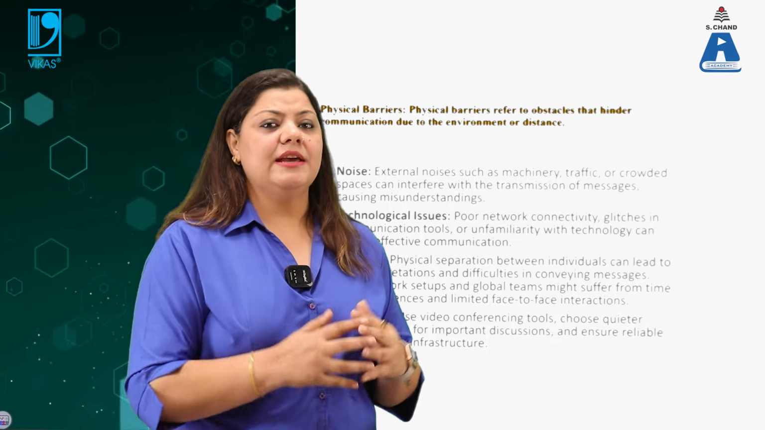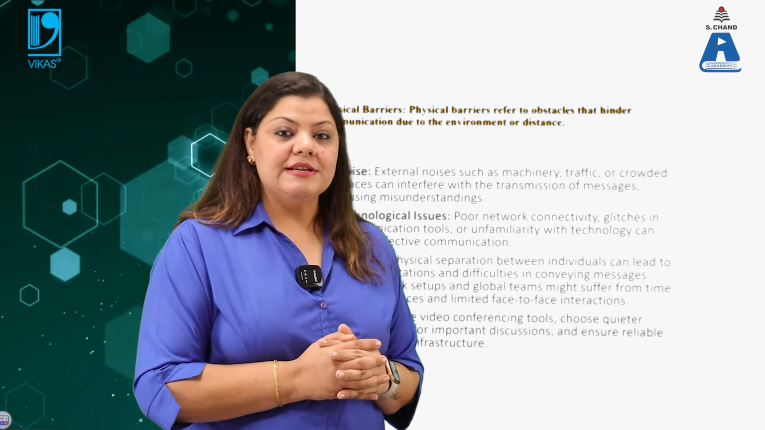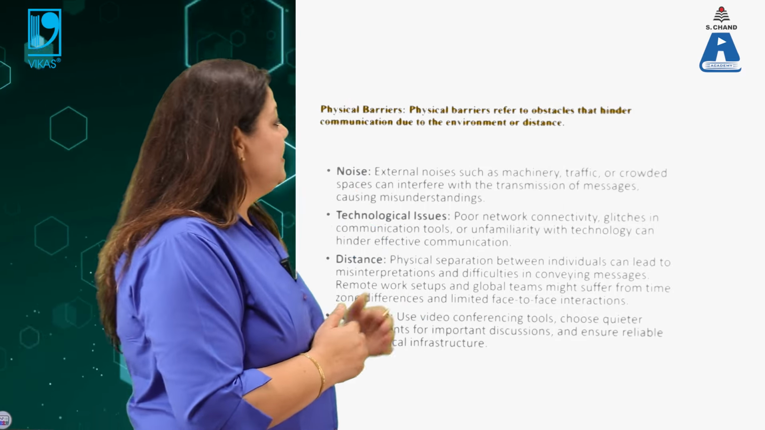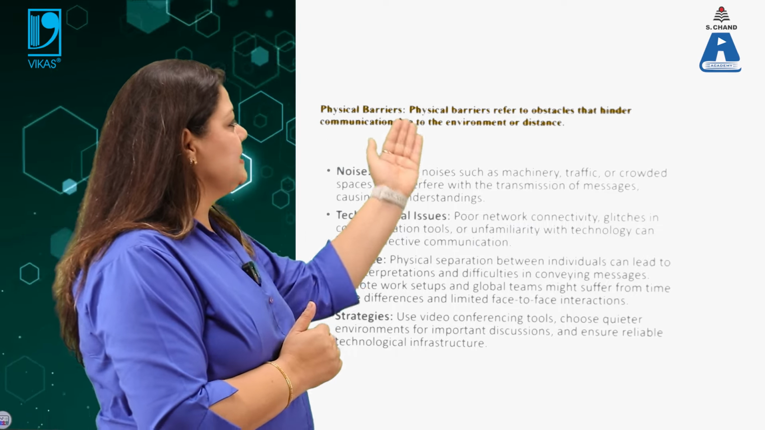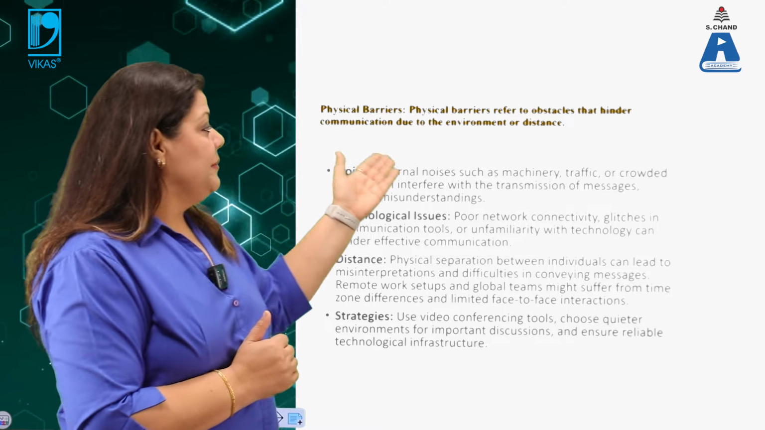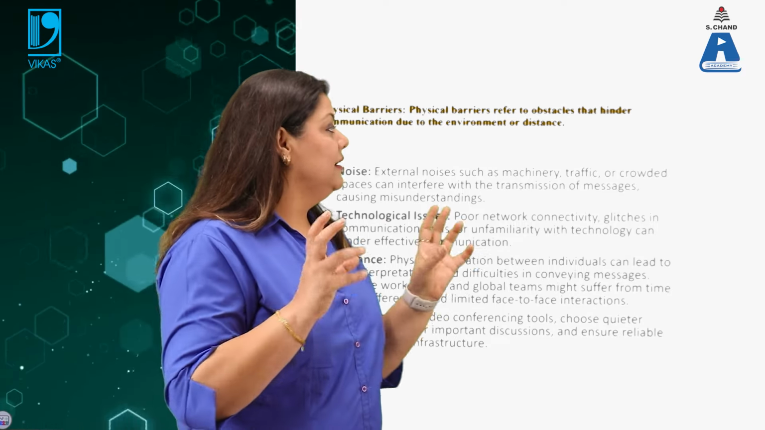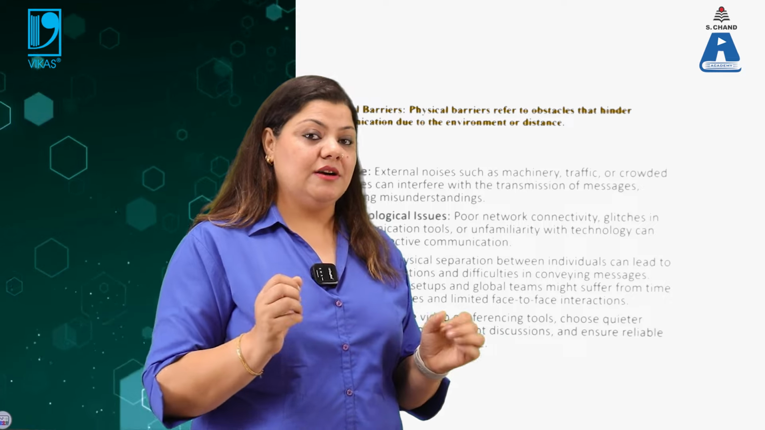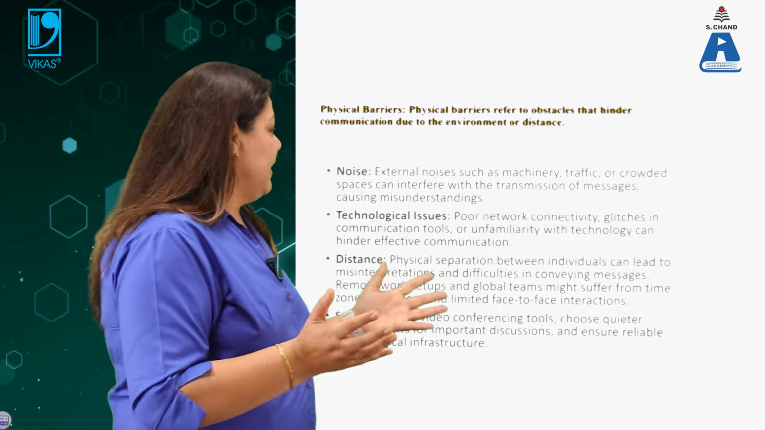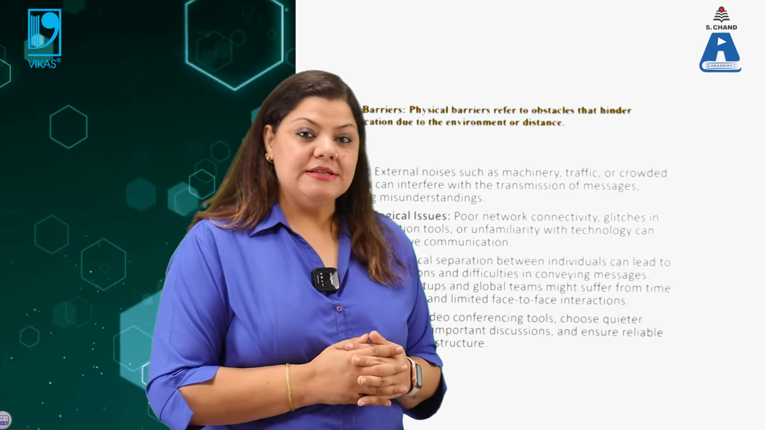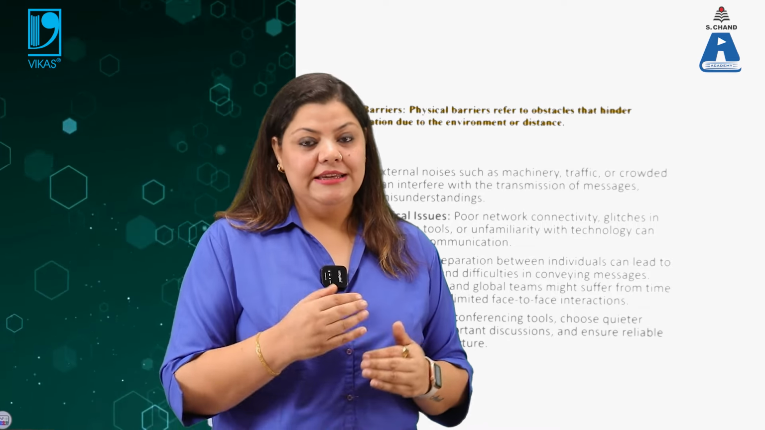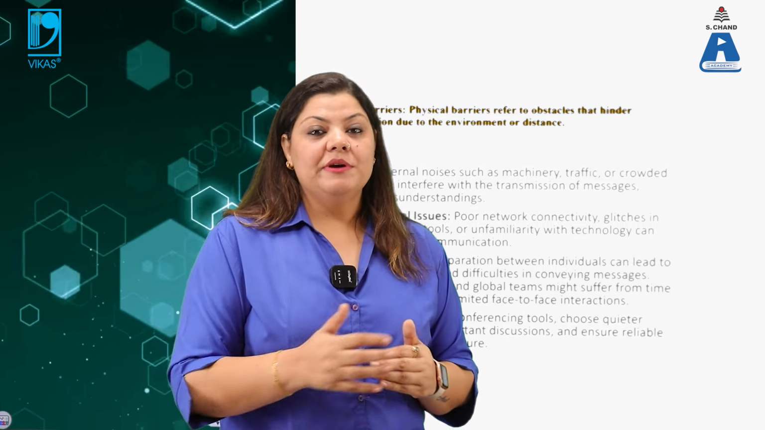If we think there is any kind of physical barrier which is available, there are multiple types of barriers. What is physical barrier? The physical barrier refers to obstacles that hinder communication due to environmental or distance reasons. So if environmental reasons are there, then what are those environmental reasons? If we talk about noise, do you consider noise as one of the physical barriers? Yes, noise is one of the barriers.